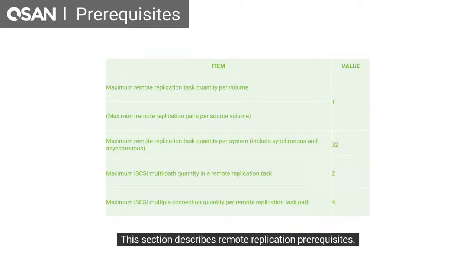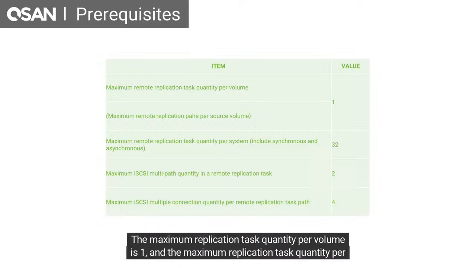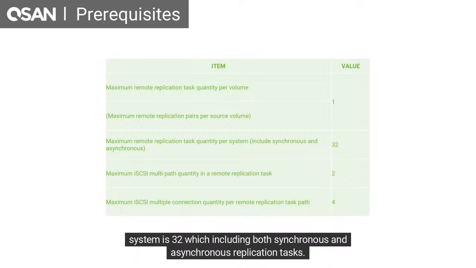This section describes remote replication prerequisites. First, list the parameters of remote replication. The maximum replication task quantity per volume is 1, and the maximum replication task quantity per system is 32, including both synchronous and asynchronous replication tasks.